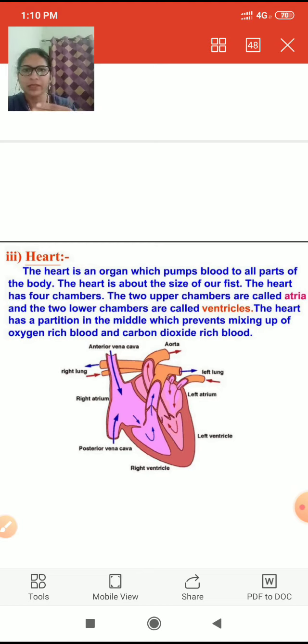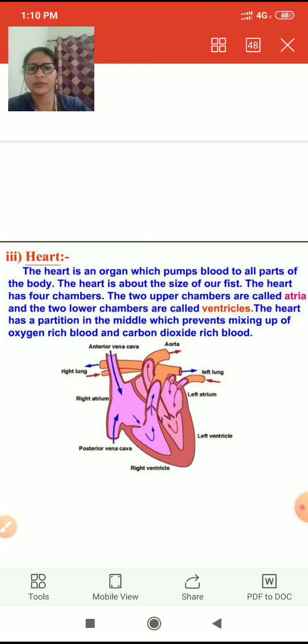2 upper chambers are called atria and the 2 lower chambers are called ventricles. Okay, so there are 4 chambers in the heart. The 2 upper ones are atria, and the 2 lower chambers are ventricles. So remember the terms which are used for the parts of the heart.